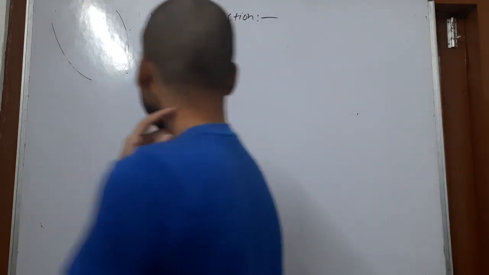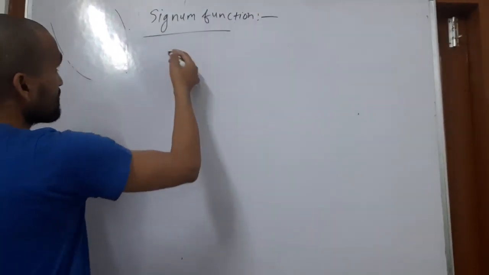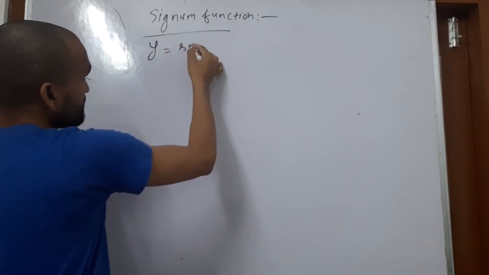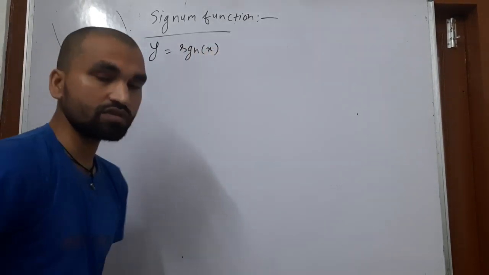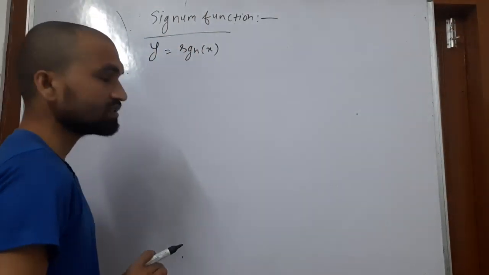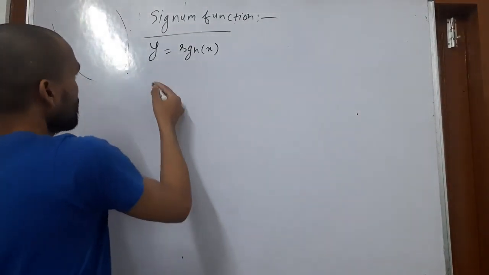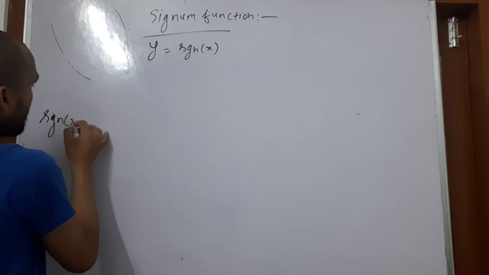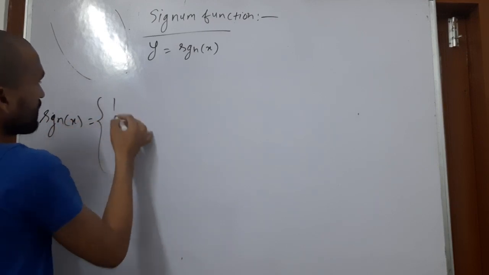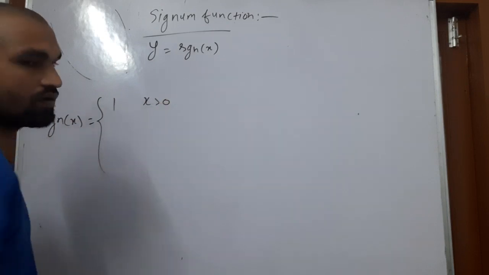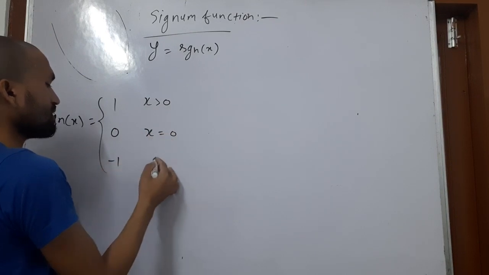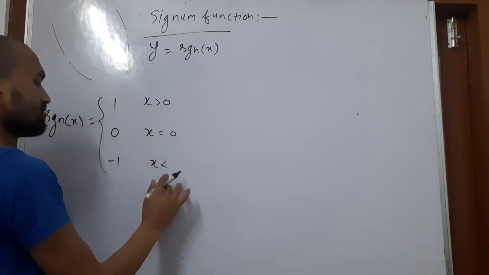Okay. So the short form of signum function is SGN. When y = SGN x is denoted, we say y = signum x. Now how is signum x defined? Signum x is defined by SGN x equal to 1 when x is greater than 0, 0 when x is equal to 0, and negative 1 when x is less than 0.